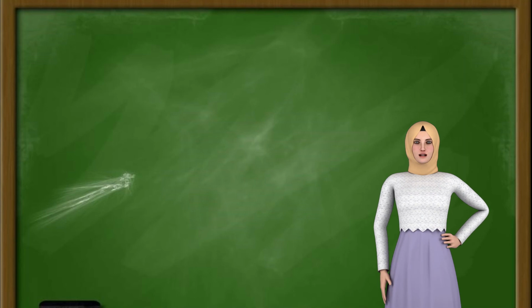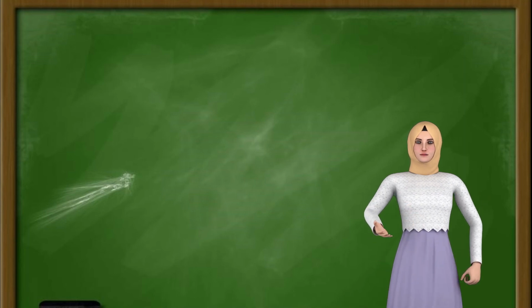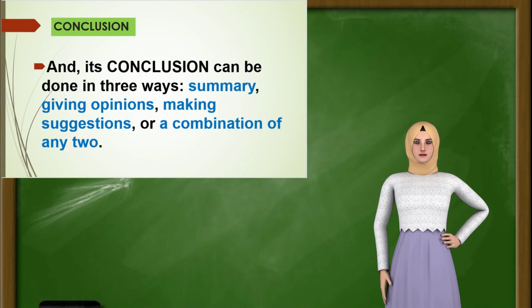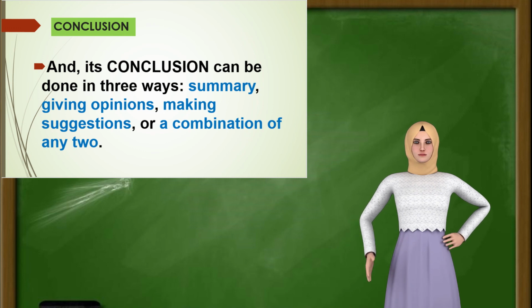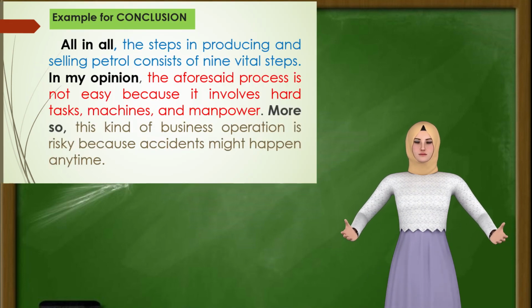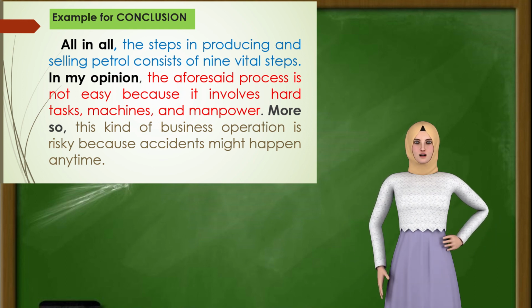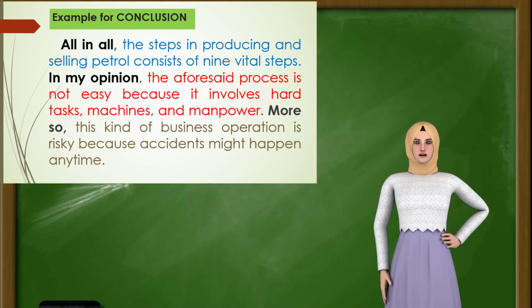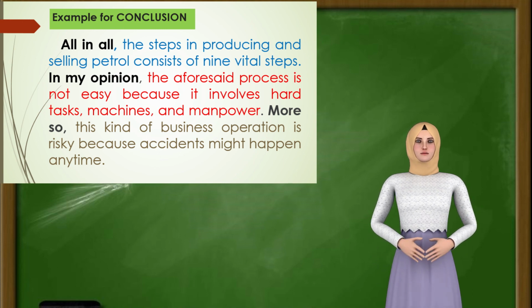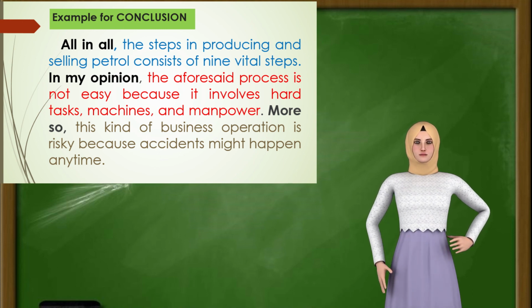And for our conclusion, it can be done in 3 ways, such as summary, giving opinions, making suggestions, or a combination of any 2. Let us read the example for conclusion. All in all, the steps in producing and selling petrol consist of 9 vital steps. In my opinion, the aforesaid process is not easy because it involves hard tasks, machines, and manpower. More so, this kind of business operation is risky because accidents might happen anytime.